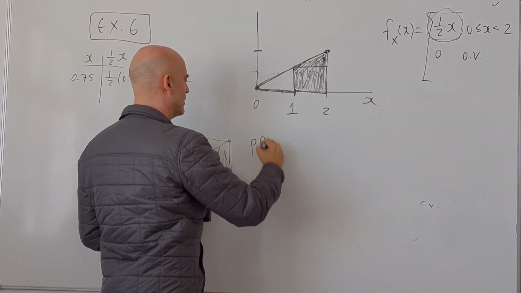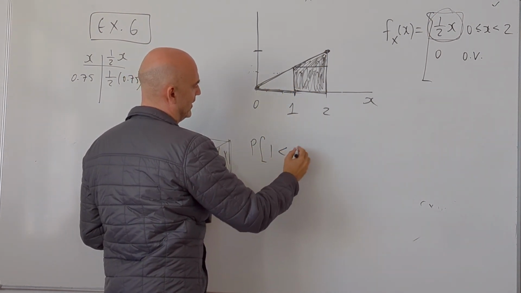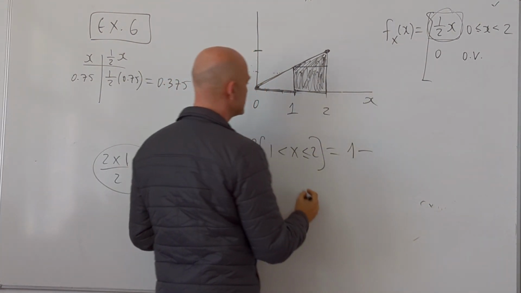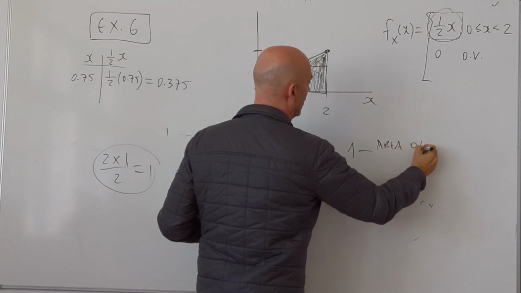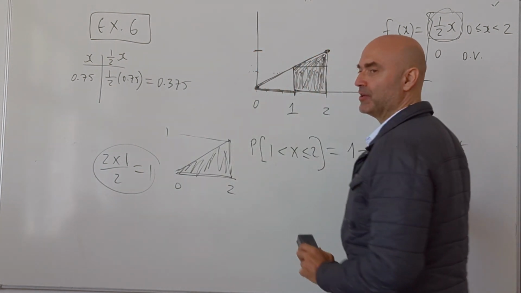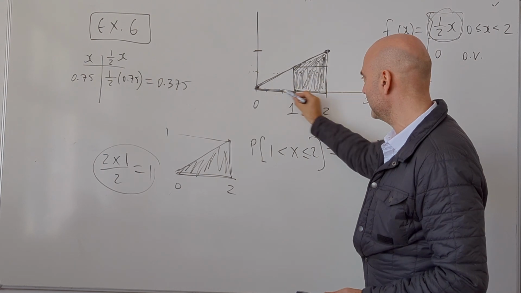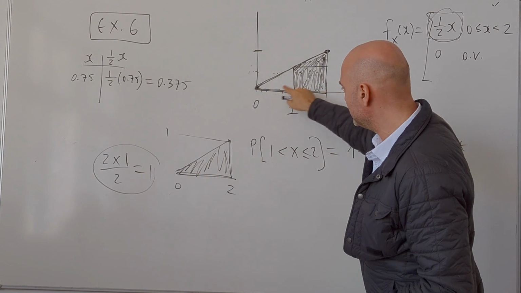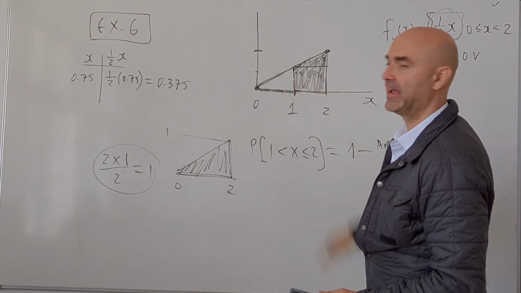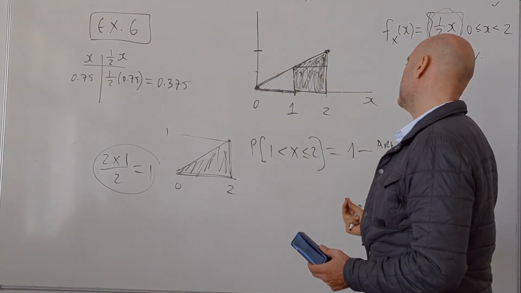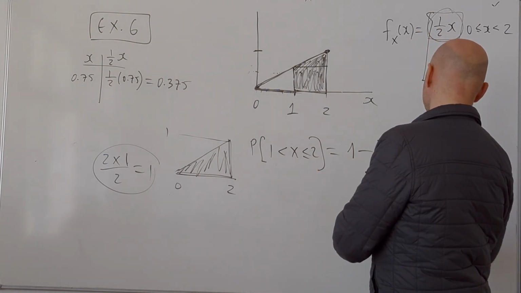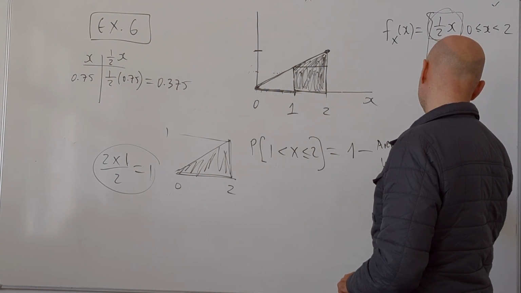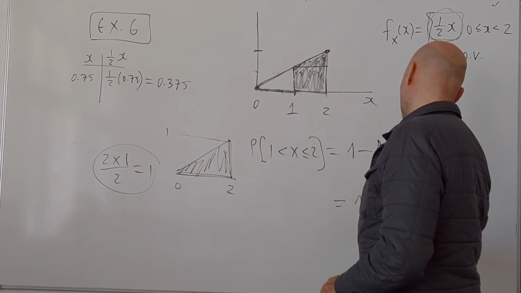So I will do the probability between 1 and 2. What is it? 1 minus the area of the white triangle, this triangle here. The complete area is 1, but now we subtract this area and we get the black area. That black area is the probability that we want. So we subtract the area of the white triangle and we get 1 minus.